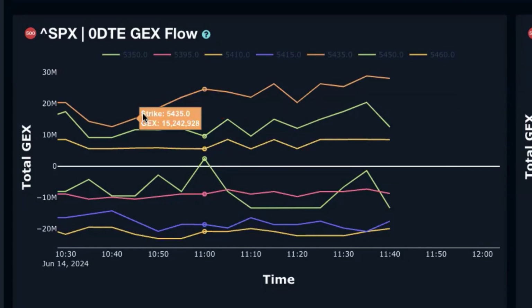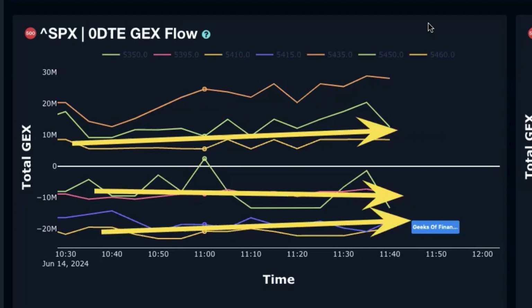The strike that's been trending the highest has been the 54.35. The rest of them are fairly flat. If you just take a look here since this morning, these are all the relevant strikes that really matter. They're the largest gamma exposure strikes intraday on a zero DTE basis. And that's what makes this feature so valuable. You can really pinpoint which strike is likely going to matter the most to traders and to option dealers.